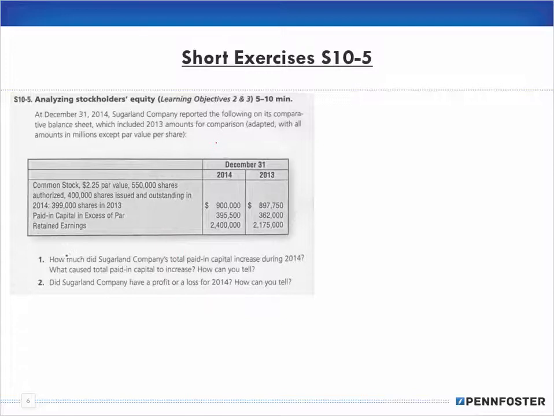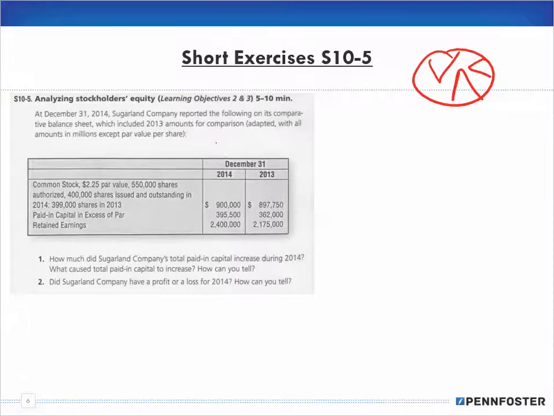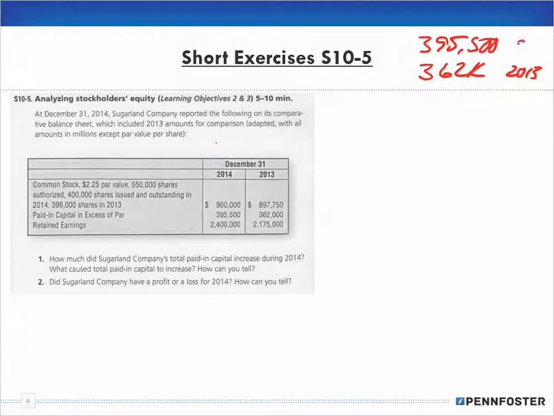Okay, on the surface, if you read this, and this is where the idea of understanding the totality of the concept and seeing the pieces that you need from the totality in order to figure out what it is comes in. And this is a prime example of this. If we read the question, it says, how much did Sugarland Company's total paid-in capital increase during 2014? What most people will do is they'll come over here and they'll look at the paid-in capital in excess of par, and they'll go, okay, it was $362,000 for 2013, and they'll say we have $395,500 for 2014, and the difference between the two is $33,500, and they'll say that is the total increase during 2014. And if they do that, they're wrong. Okay, and the reason why they're wrong is because they're not looking at the difference in the common stock.